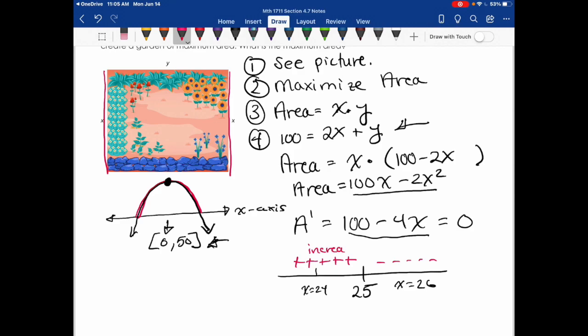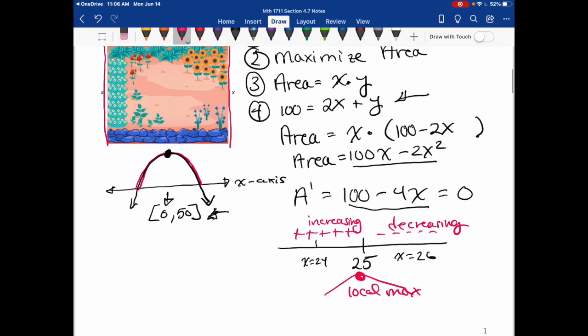So this tells me that it's increasing on this interval and decreasing on the second interval. So if it's increasing and then it's decreasing, that's going to give me a local max, which is what we want. We're looking for local maxes. So potentially 25 could be our answer as of yet, but we also want to check the endpoints to make sure we're not missing anything.